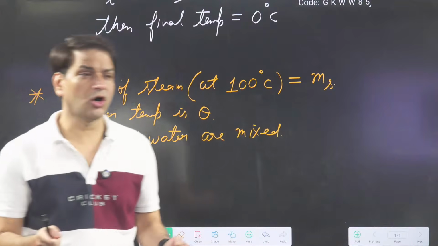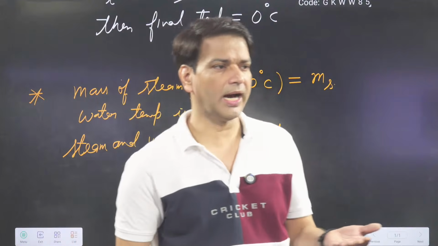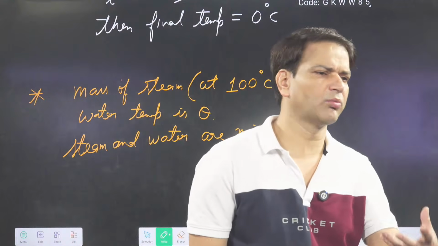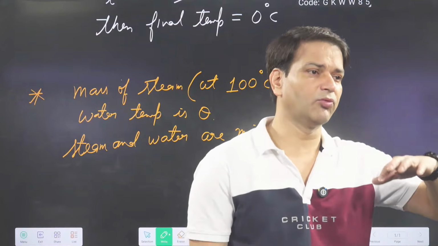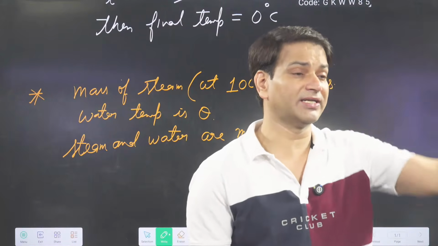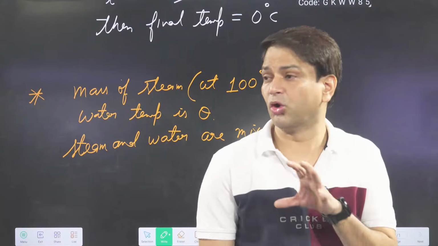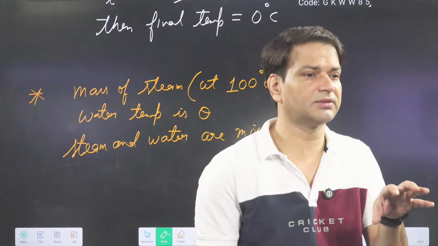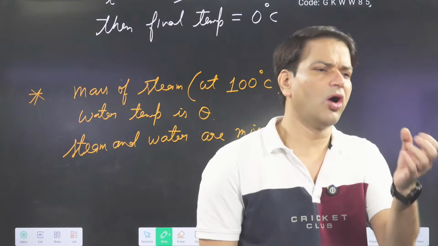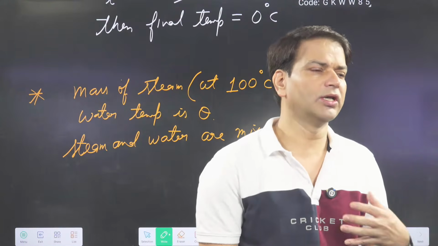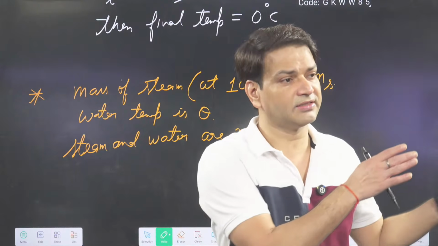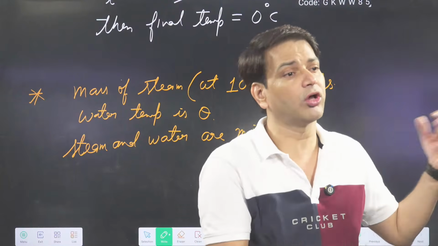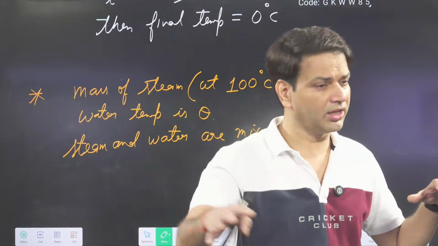In the case of ice and water, either the final temperature will be 0 or more than 0. In the case of steam and water, what is the possibility? The final temperature can be 100 if the whole steam does not get condensed, or less than 100. If the whole steam gets condensed, then it can come less than 100. So ice and water: 0 or more than 0. Here: 100 or less than 100.